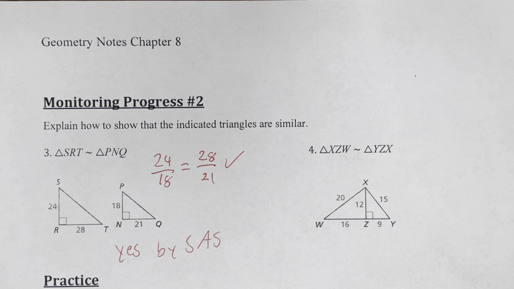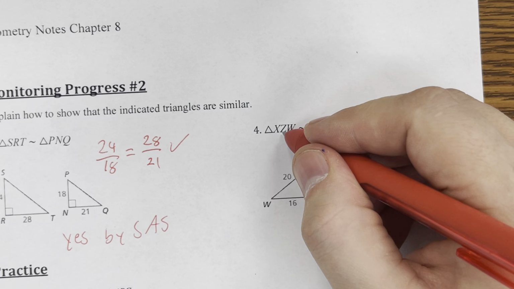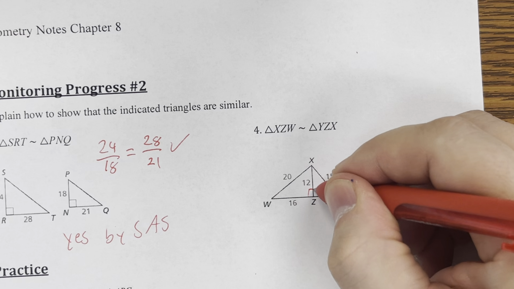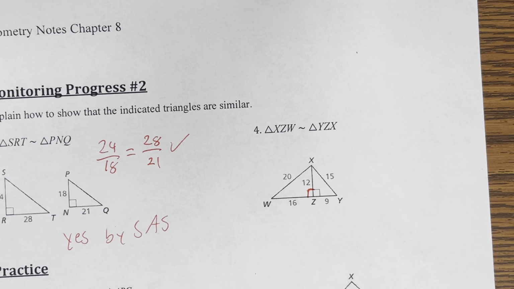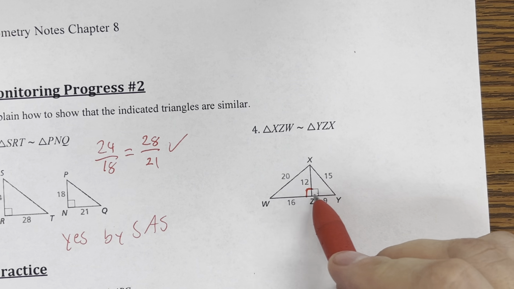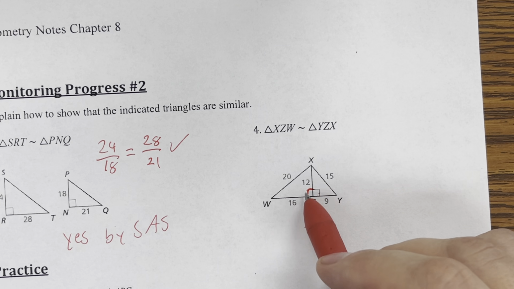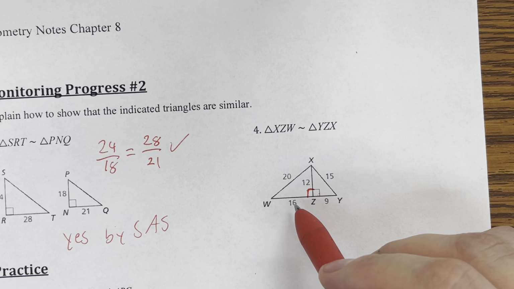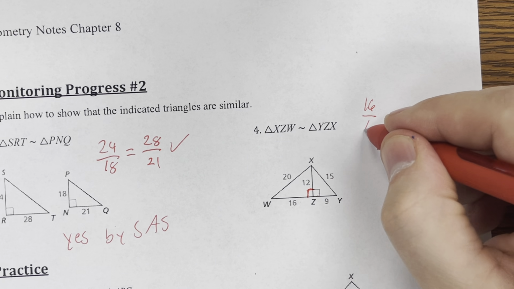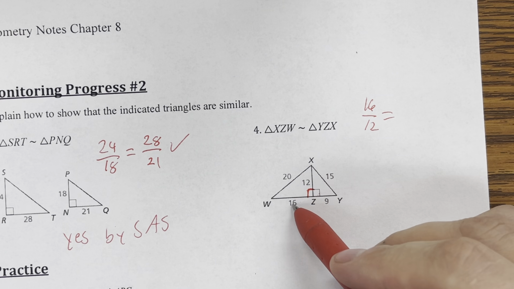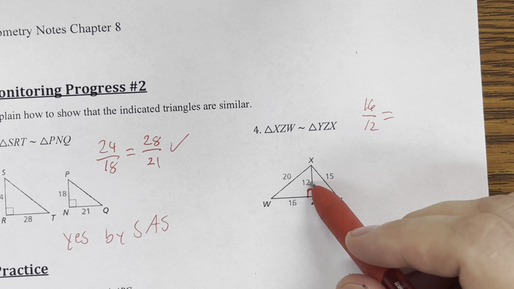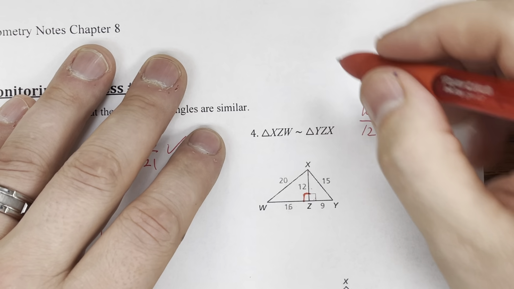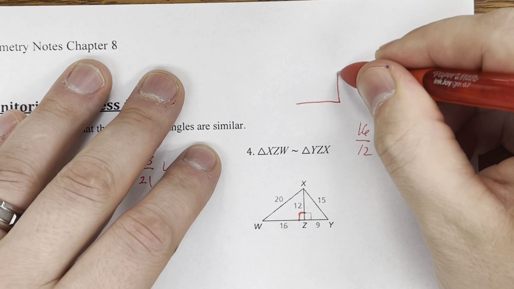All right, next one says triangle XZW and YZX. So this is also 90 degrees here. So I know that we have this 90-degree angle for both triangles. Now the 16 is bigger than the 12 is bigger than the 9, so they're sharing this middle piece. So we have to check and see, is 16 over 12 equal to, notice I went big to small, 12 over 9. And if I want, I could redraw these two triangles to make this a little bit more obvious.